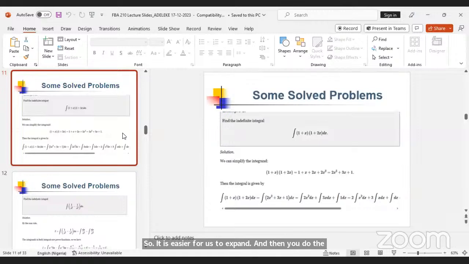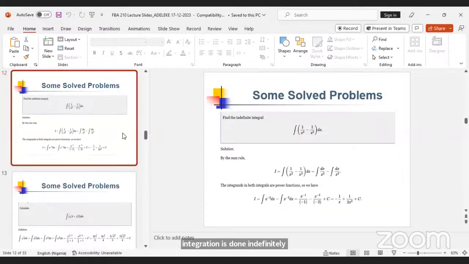Okay, so this you have done at the 100 level stage. After the expansion of 1 plus x times 1 plus 2x, you will have 2x squared plus 3x plus 1. So if you are integrating, it's better you integrate each of the terms separately, and then you add the arbitrary constant c, because the integration is done indefinitely.